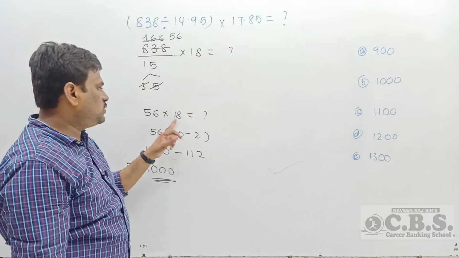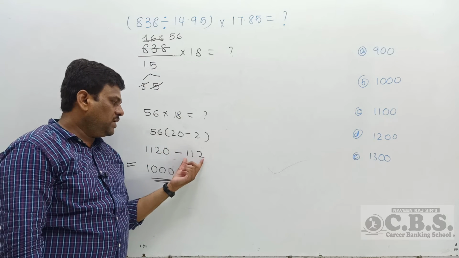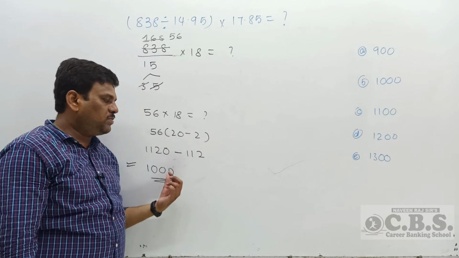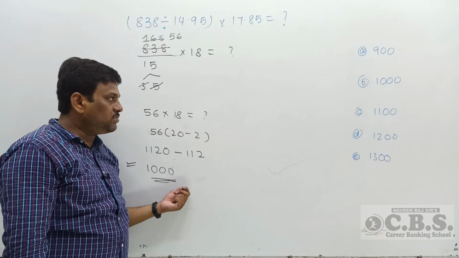Okay, 56 into 18 I can write as 20 minus 2. 56 20 times is 1120 minus 112 subtraction. 120 minus 112 approximately is 8. 1000. 8 means what? 1000 is an accurate answer. Option B is the right answer.